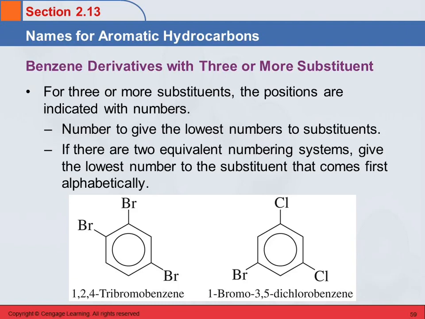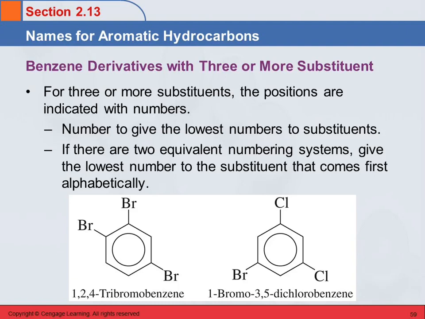When we have 3 or more substituents, then we're going to use numbers. We're not going to use ortho, meta, and para. And we're going to follow this numbering scheme that we have where we're trying to get the lowest numbers on the substituents. If you end up with 2 ways of numbering that give you the same numbers, then you're going to look to the alphabet and you're going to look for the substituent that comes first alphabetically, and you want to give that one the lowest number.